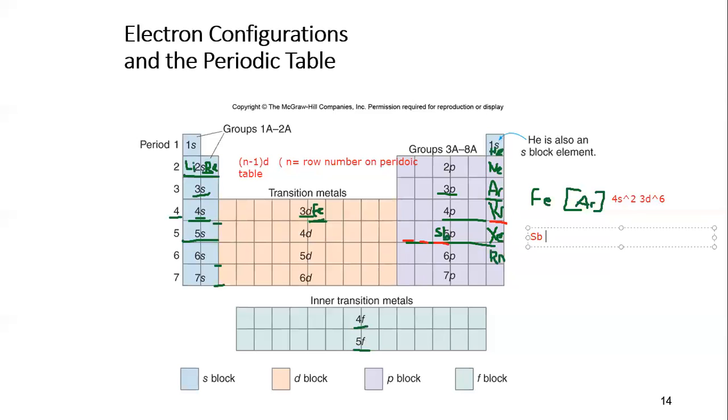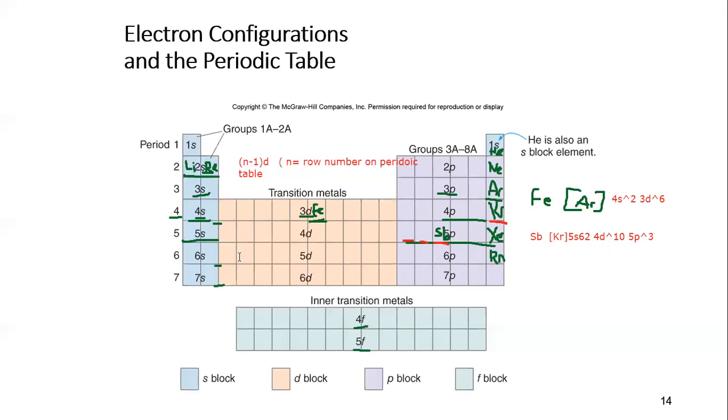So if we were to write the shorthand for antimony, it would be krypton 5s2, 4d10, 5p3. Because again, it's in the third group on the p block, so it's going to have 3 p electrons.